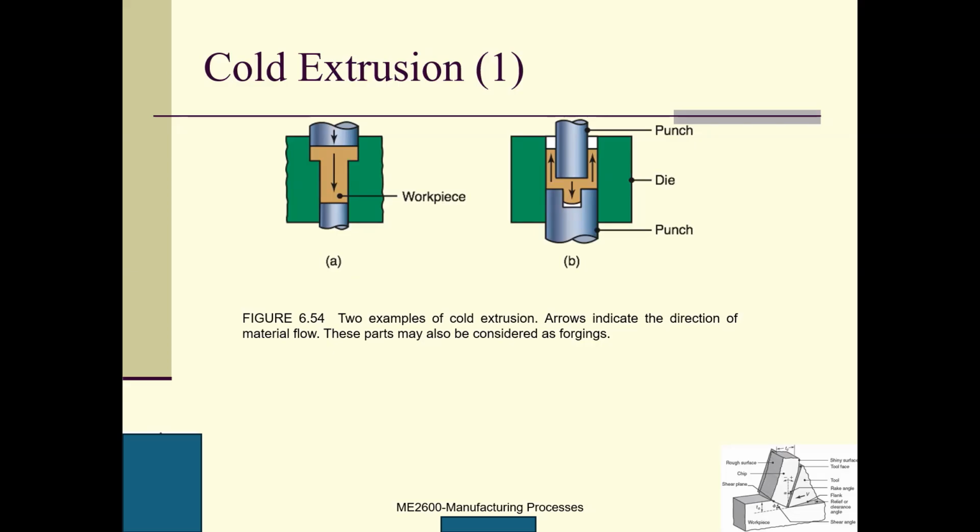For this one, we have a die here, and this is a punch. If we compress this one, the material flows in this direction, and definitely comes from this direction. This will become a tube. This is the final product. So remember, this is cold extrusion, and it needs more energy.